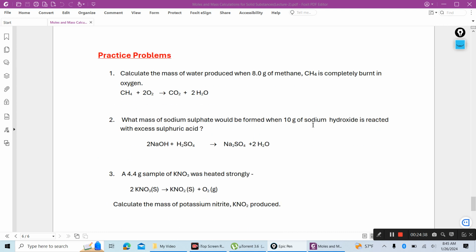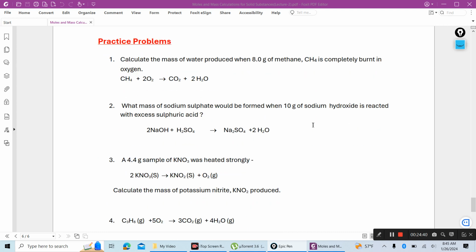Okay, this is your practice problems. You will solve it. Practice problem 1. Calculate the mass of water produced when 8 gram methane is completely burned in oxygen.